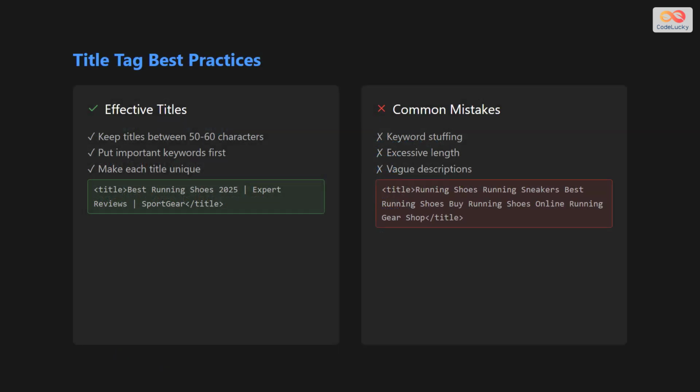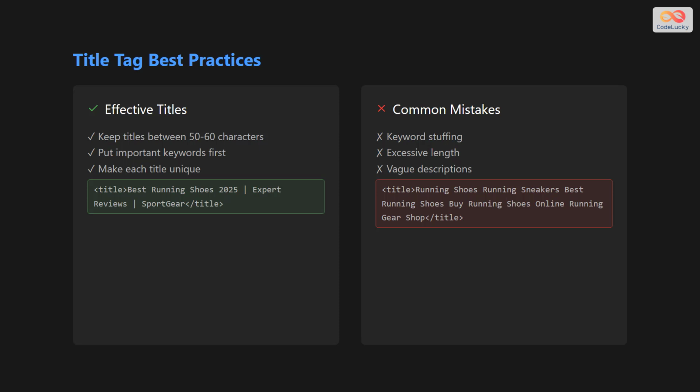When creating title tags, keep them between 50 and 60 characters. This ensures that they are fully visible in search results. Put important keywords first so that search engines and users can immediately understand what the page is about. Make each title unique across your website. This avoids confusion for both search engines and users.